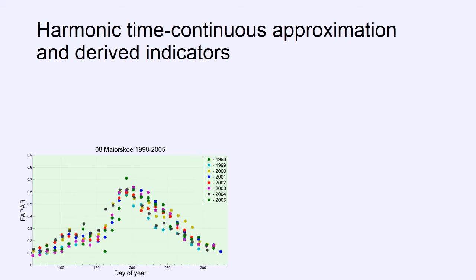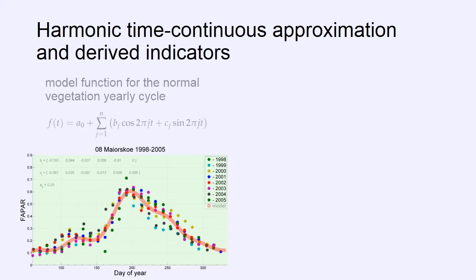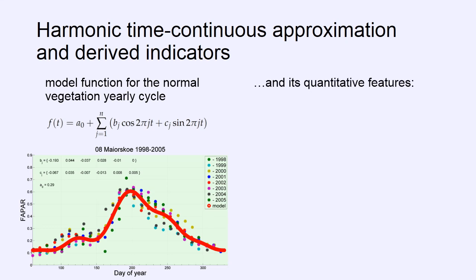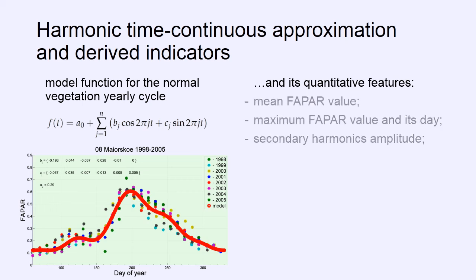Taking some extra assumptions into consideration, we construct a harmonic, time-continuous approximation for the normal yearly vegetation activity cycle. The newly derived function gives us more capabilities to quantitatively analyze the dynamics of vegetation activity. The new indicators include maximum FAPAR value and its day of the year, relative amplitude of secondary harmonics, and others.